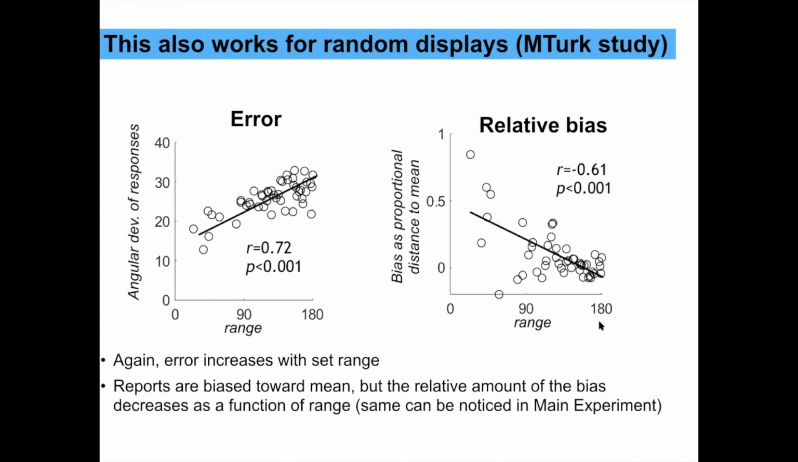So it seems like observers tend to more rely on reporting just the average when the range is smaller and so the items are more similar, which makes sense.